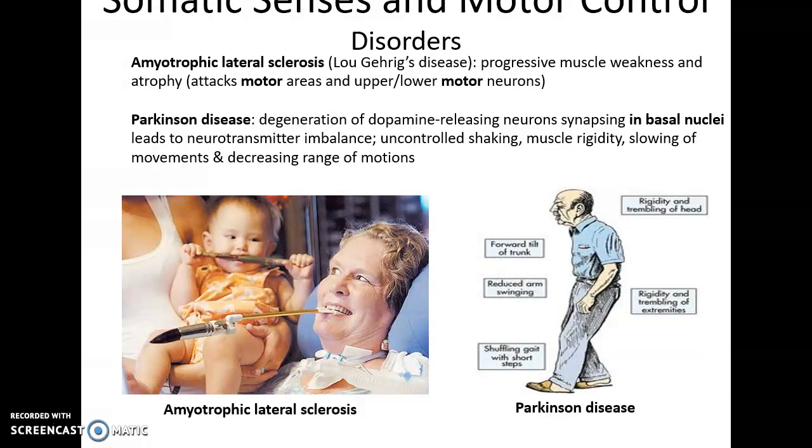Disorders: amyotrophic lateral sclerosis, which is progressive muscle weakness and atrophy caused by destruction of the motor areas in upper and lower motor neurons, and Parkinson's disease, which is a degeneration of dopamine releasing neurons in the basal nuclei. It leads to a neurotransmitter imbalance, leads to a controlled shaking, muscle rigidity, slowness of movements, and a decrease in range of movements, as well as some cognitive defects.